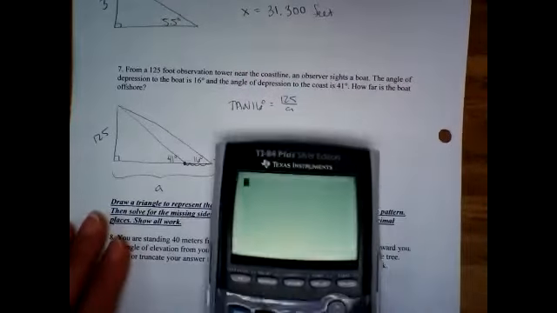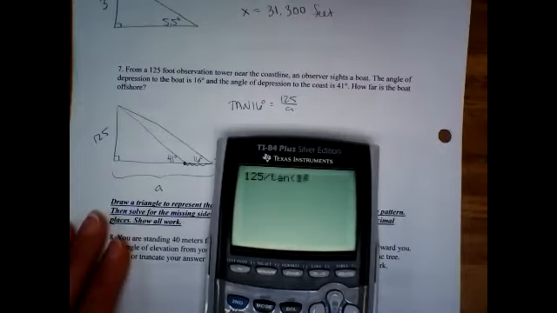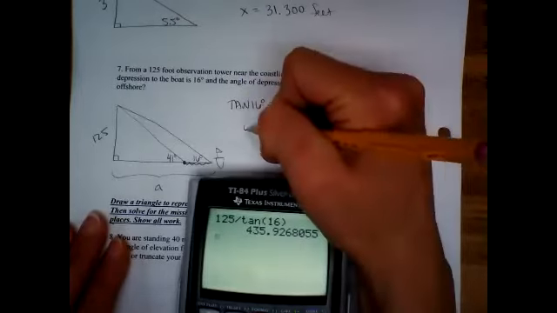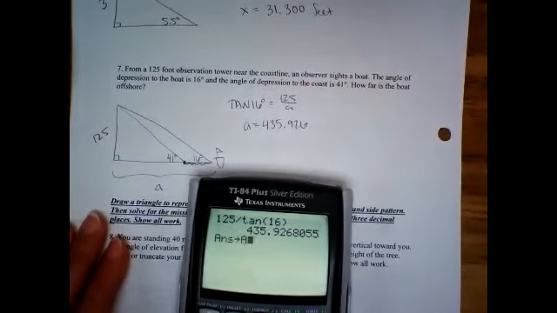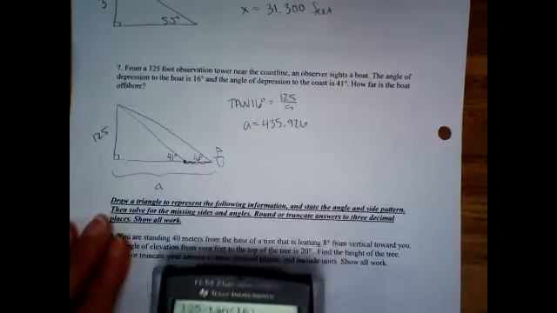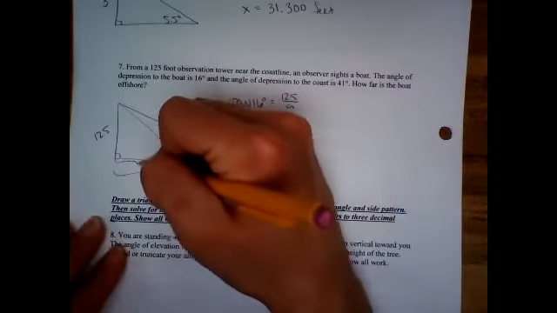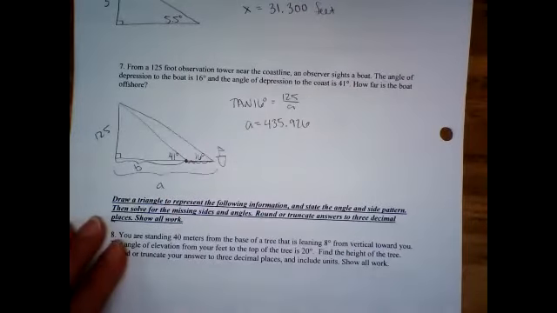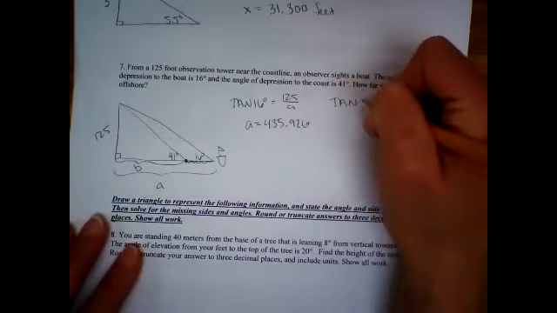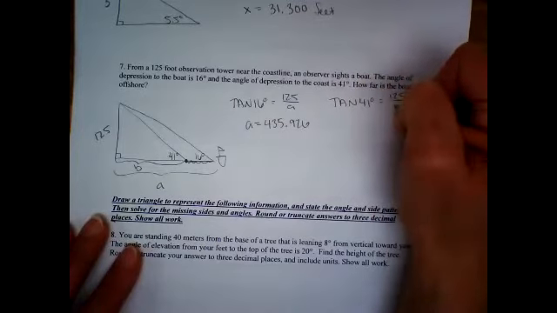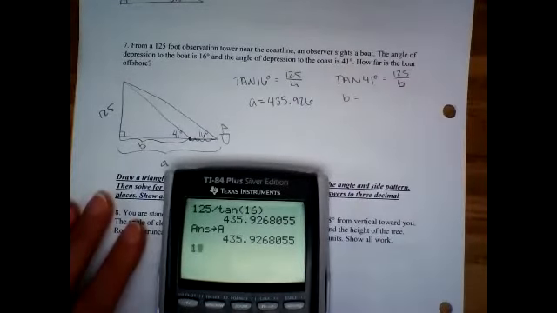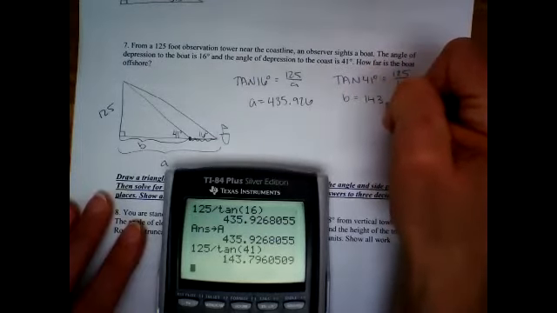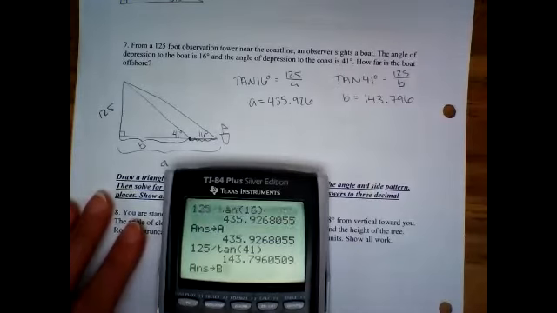I'm going to type that in. Got 435.926, and I'm going to store it as A. Store alpha A, enter. All right, now we're going to deal with the 41 degrees. That's just this amount. I'm going to call that B, and it's going to be set up the exact same way. So tangent of 41 equals 125 over B. I'm going to type that in. 143.796, store that as B.